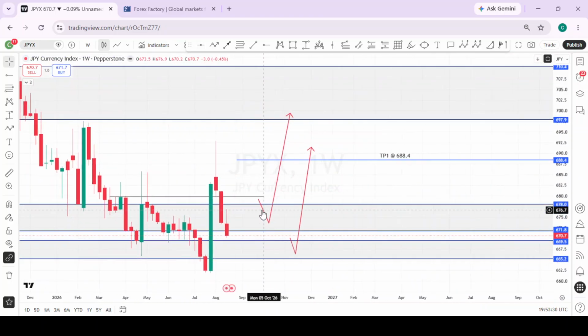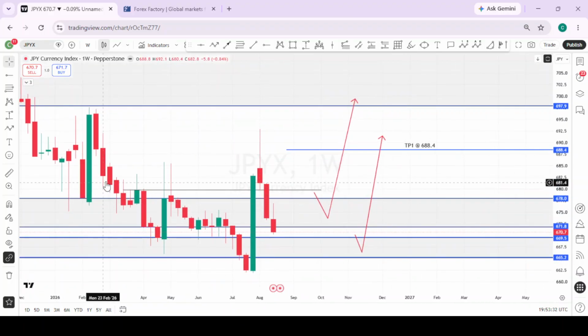So this is the Japanese yen index. We had this strong weekly structural shift and daily structural shift, which is on the bullish side, and we're looking forward to see price react from this very first area of interest, and price has violated the very first area of interest. So we're going to expect to see price hold in the second area of interest.